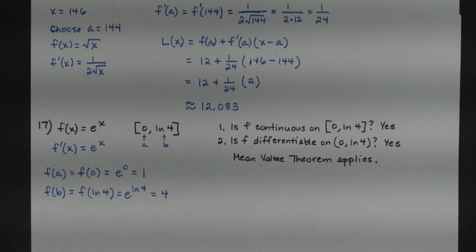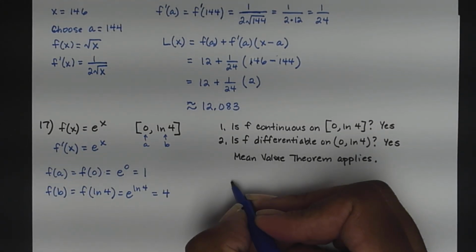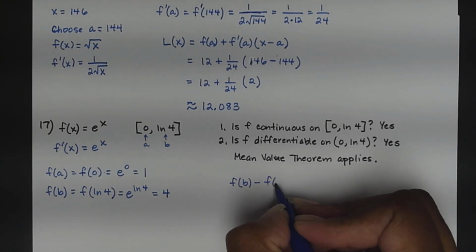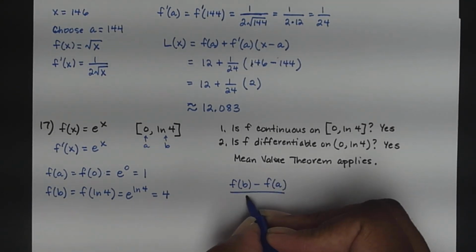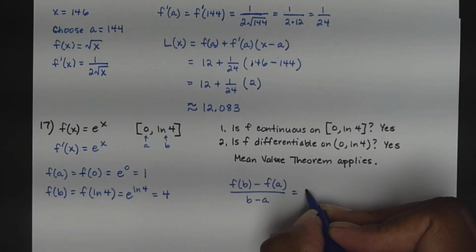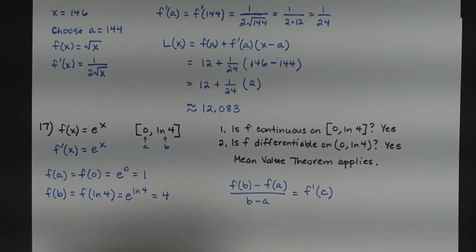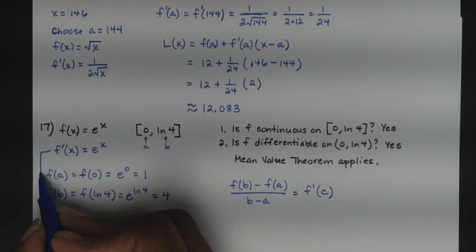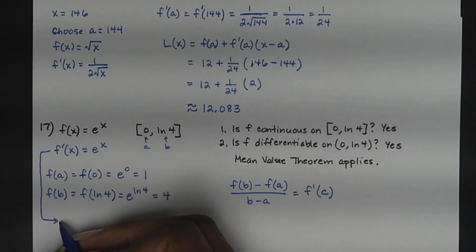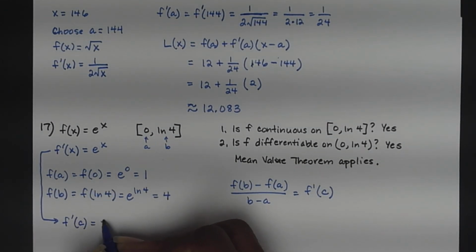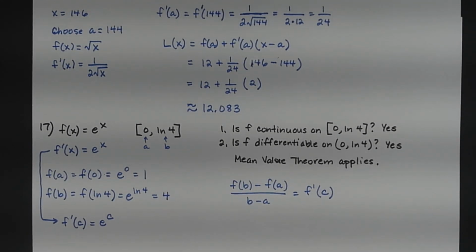And now I'm going to use that mean value theorem formula where we have this f of b minus f of a divided by b minus a must be equal to f prime of c. Well, if f prime of x is that e to the x, why don't I replace that x with the c, so f prime of c would be equal to e to the c.